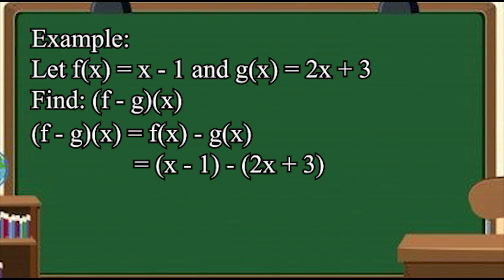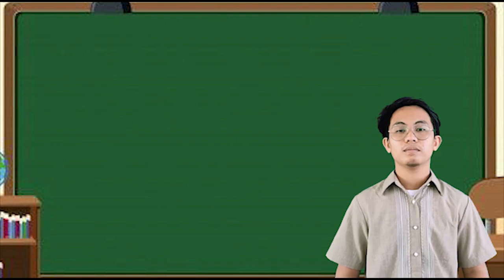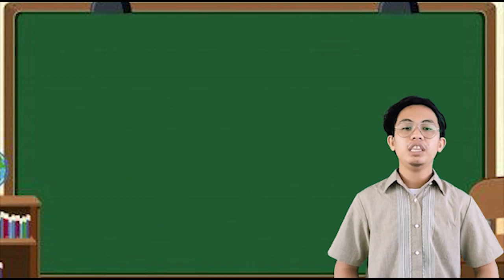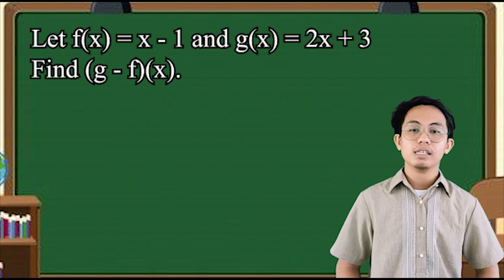Now to subtract these functions, we will subtract the similar terms. We have x minus 2x or 1x minus 2x, which is equal to negative 1x or negative x, while negative 1 minus 3 is equal to negative 4. Therefore, the function f minus g of x is equal to negative x minus 4. Easy, right? What if we have the same given function, but we need to get g minus f of x?